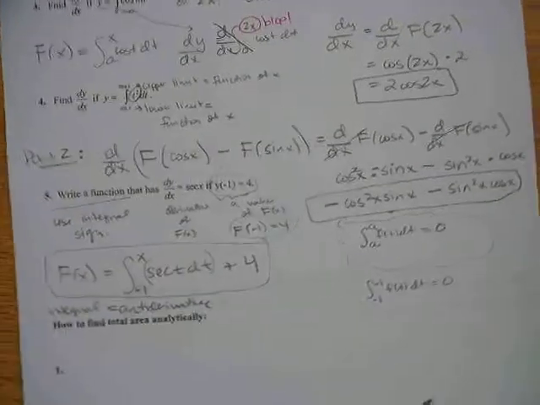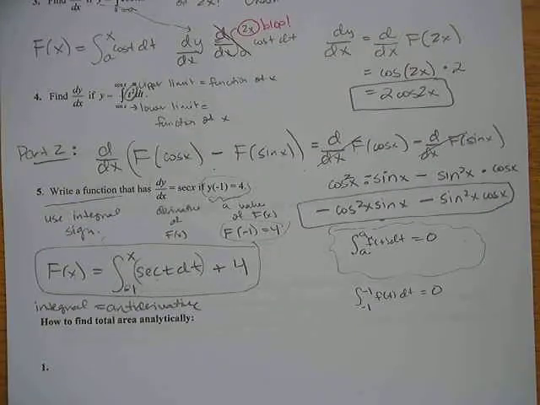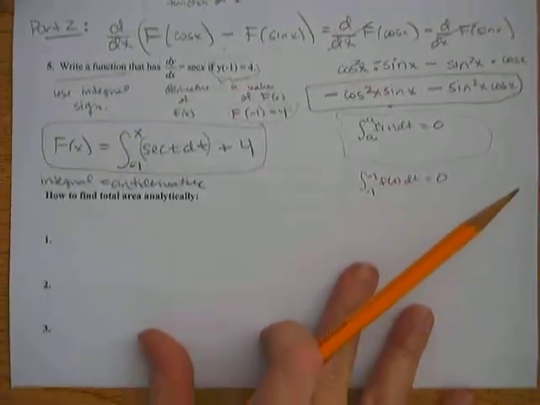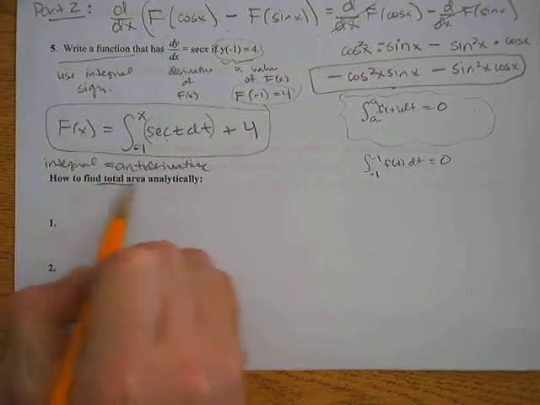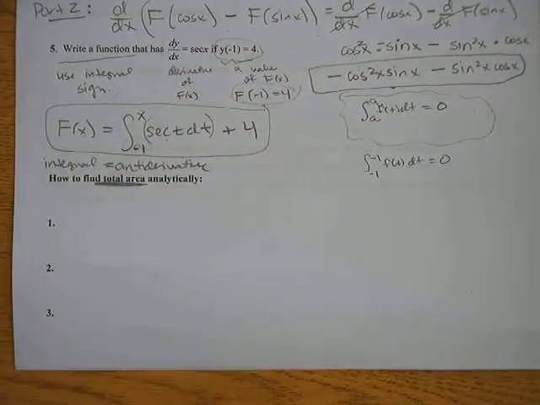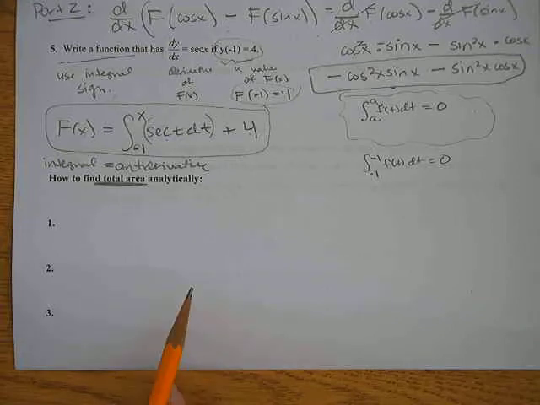So these 4 examples, 2, 3, 4, and 5, are all using part 1 of the fundamental theorem, which is the analytical, the conceptual side. When we're solving problems and trying to find areas and things like that, we're going to use part 2 much more often. Okay, then this last part of this page is on finding area, total area.